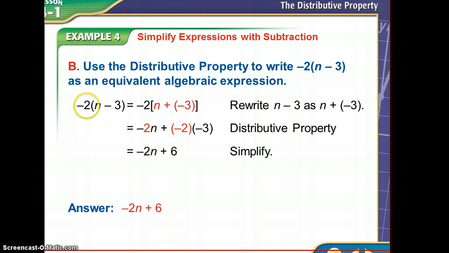Okay, once again, if you can look at this and just distribute and come up with that answer and not need these steps in between, that's fine. If you need these steps in between, then go ahead and write those out until you feel very confident with the process.